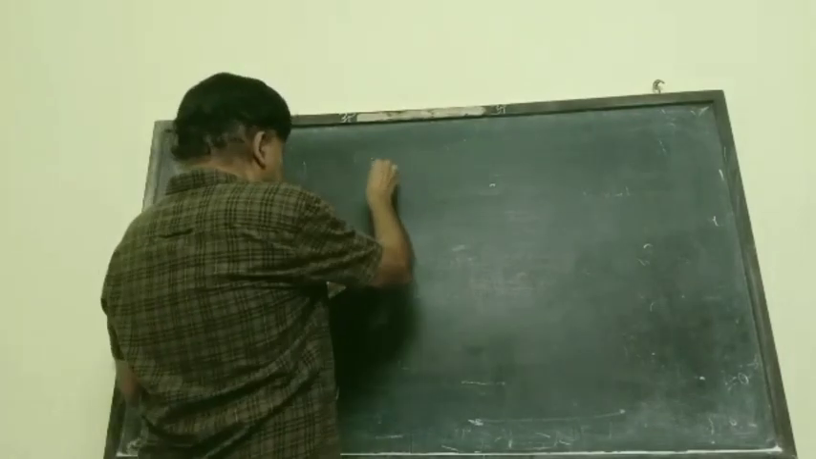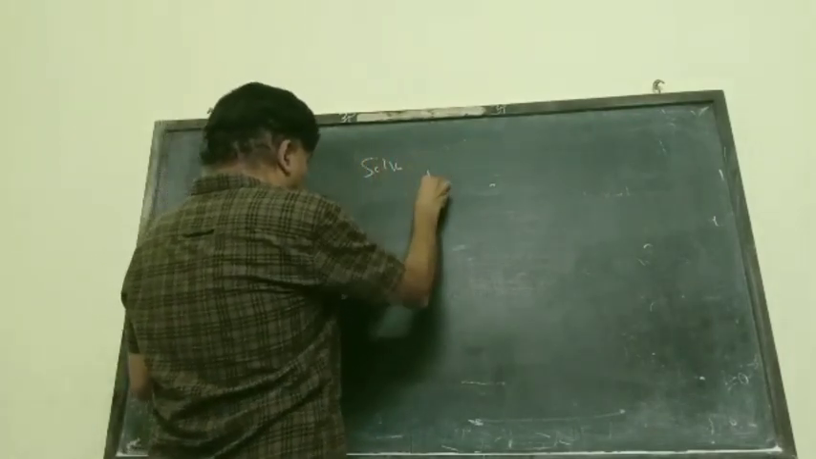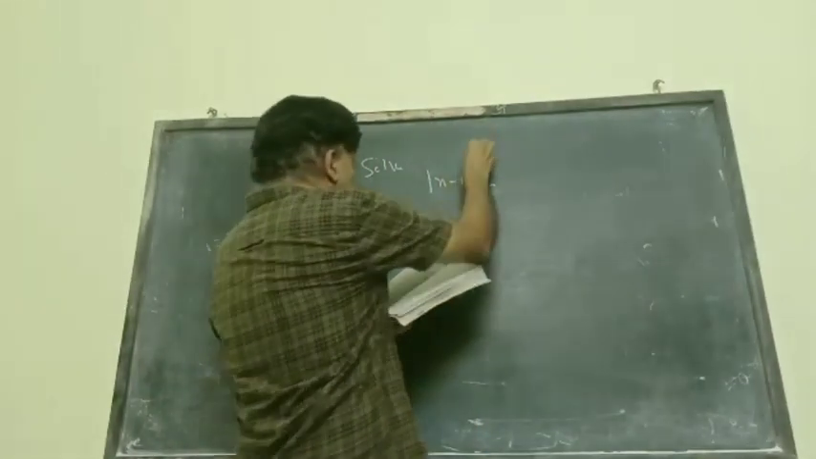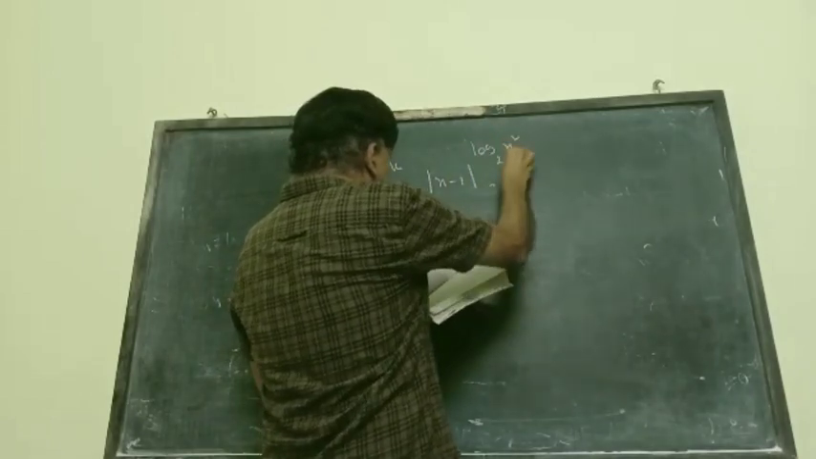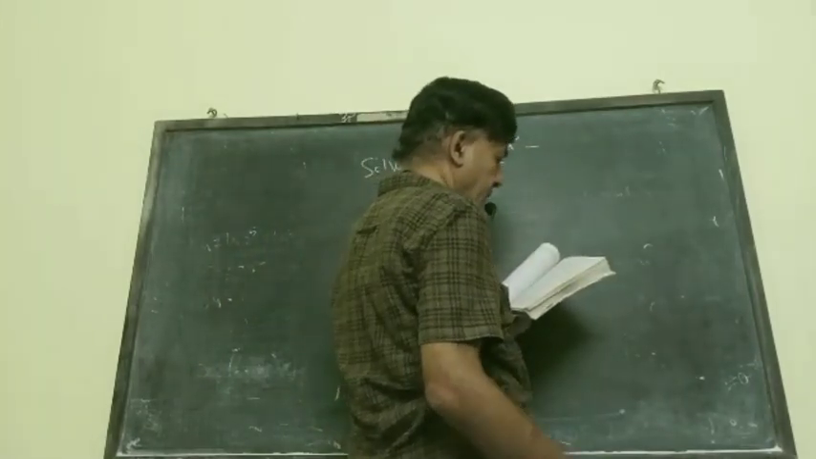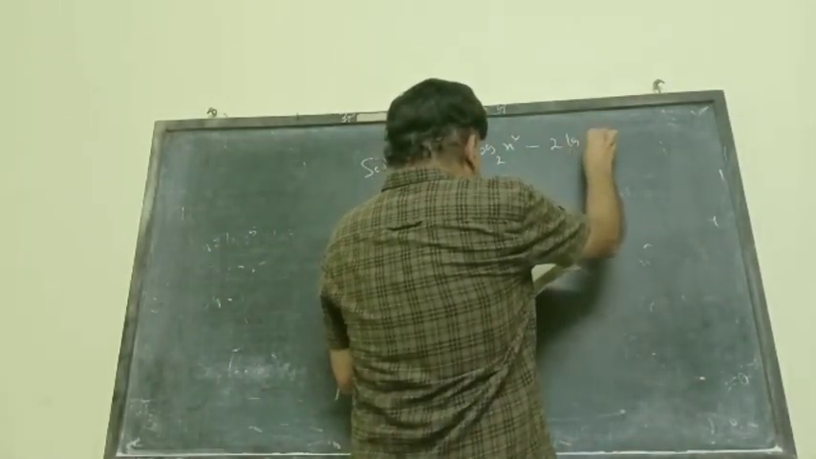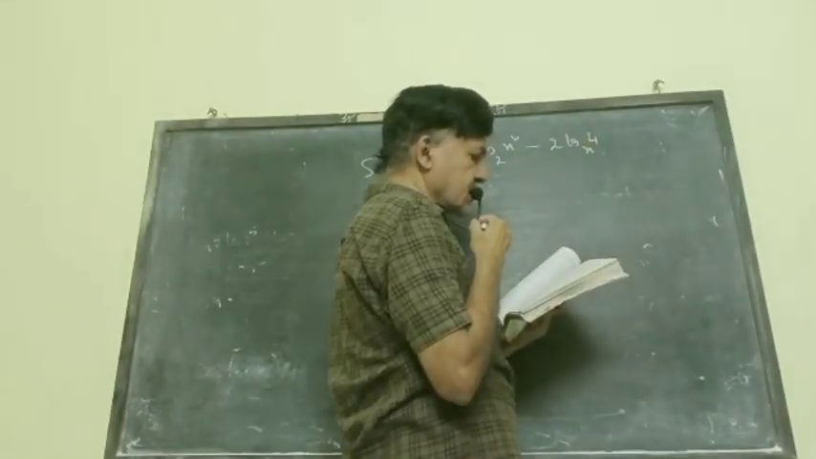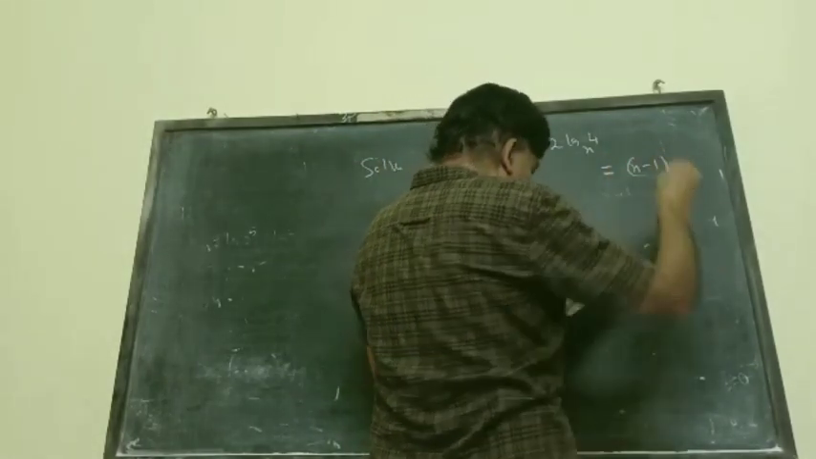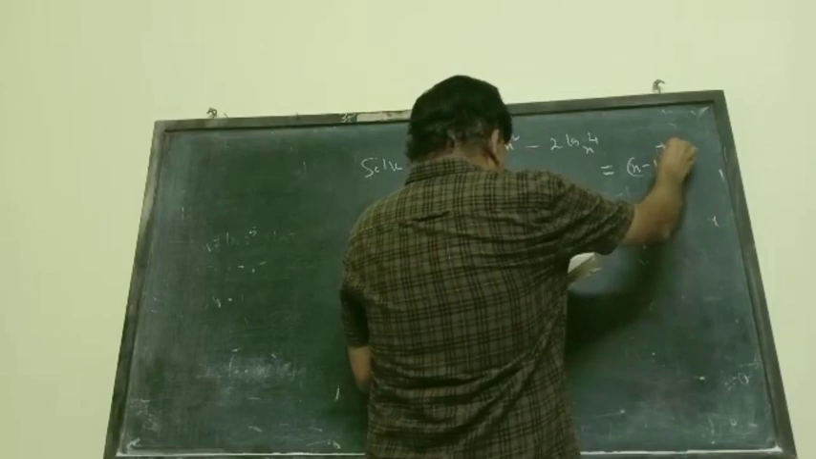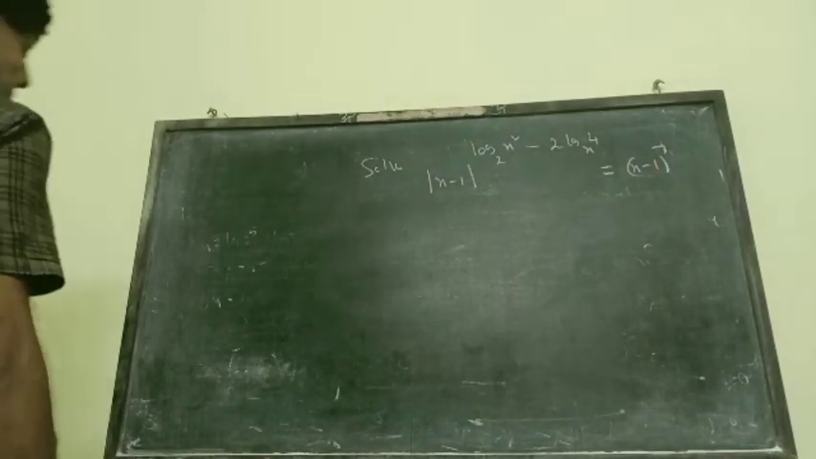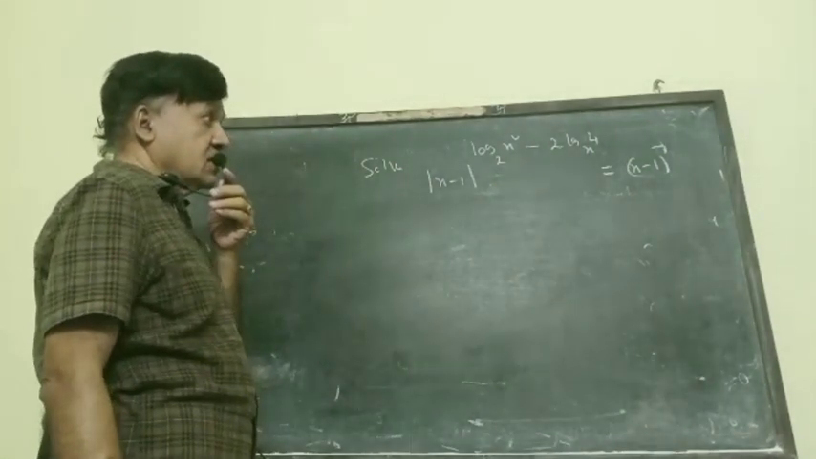So the next question is, solve mod x minus 1 to the power of log x square to base 2 minus 2 log 4 to base x is equal to x minus 1 whole power 7. X minus 1 whole power 7. So this is our next question.